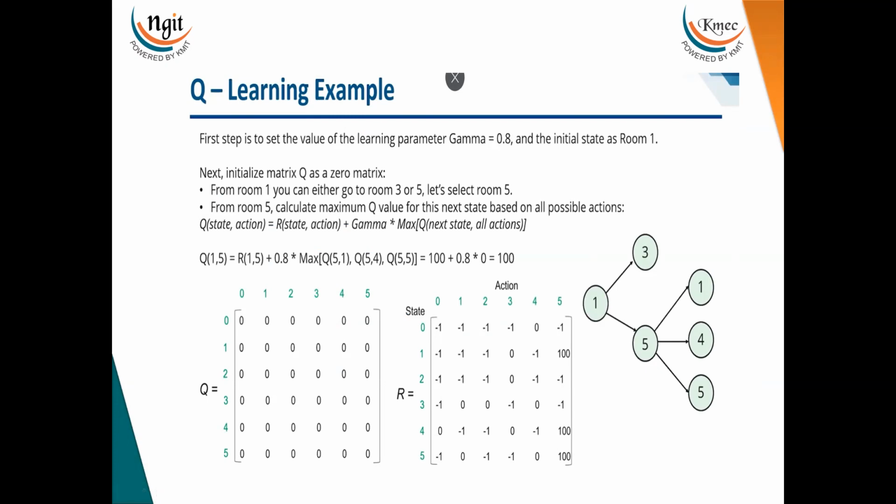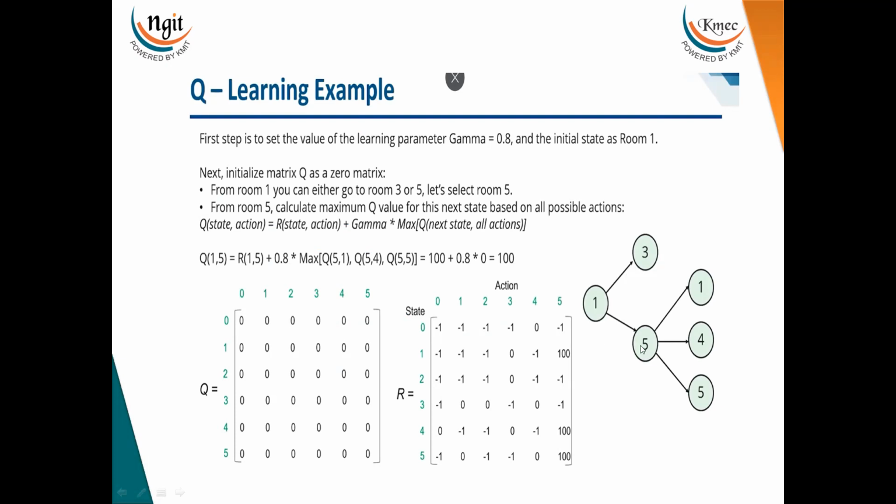So initially the agent is in room number 1, and from room number 1, the agent wants to move to room number 5. You can see here, the agent can go from room number 1 to room number 3, or the agent can go from room number 1 to 5.